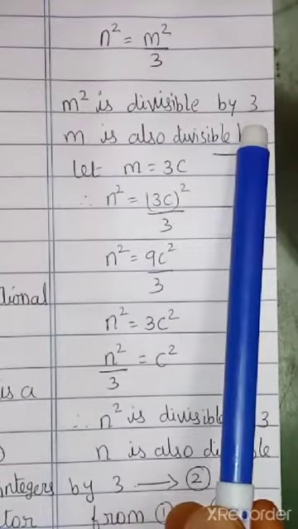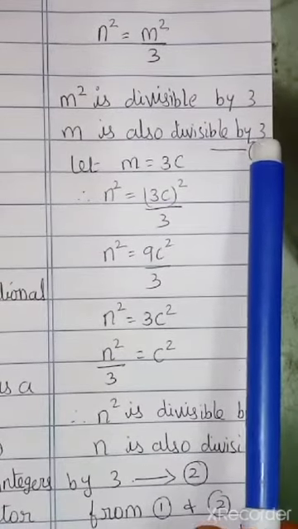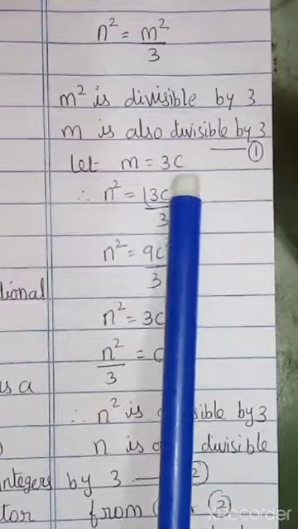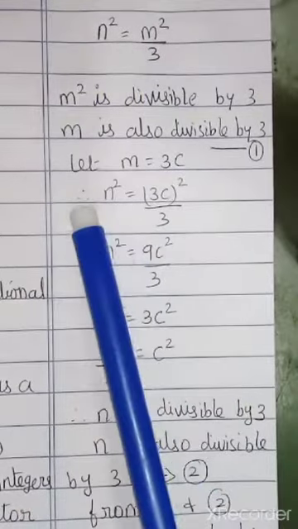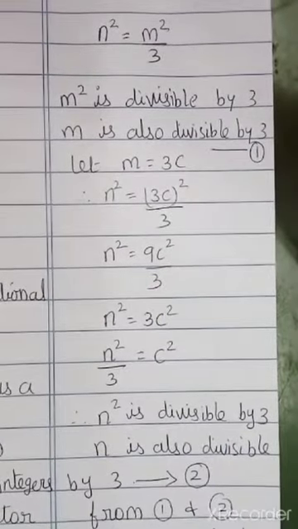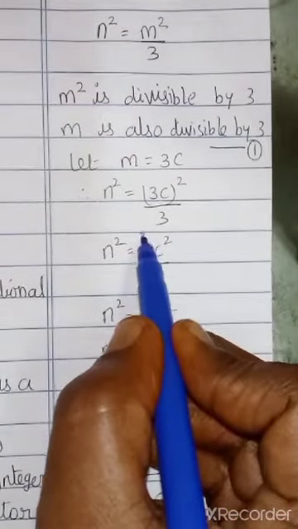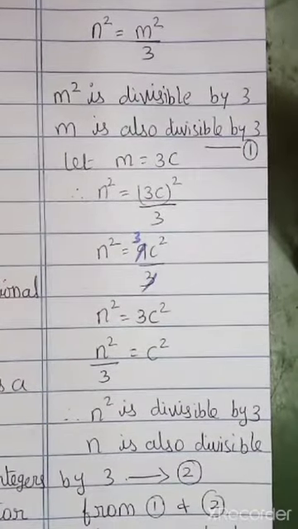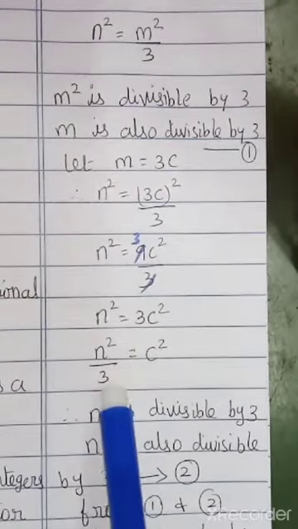If m squared is divisible by 3, then we can take m is also divisible by 3. Okay, so since it is divisible by 3, we can take m equal to 3c. Any constant is a multiplication of 3, so 3c. Okay, so this equation becomes n squared is equal to (3c) squared by 3. That is n squared is equal to 9, 3 3s are 9, c squared by 3. This 3 and 9 will get cancelled. So n squared is equal to 3c squared.